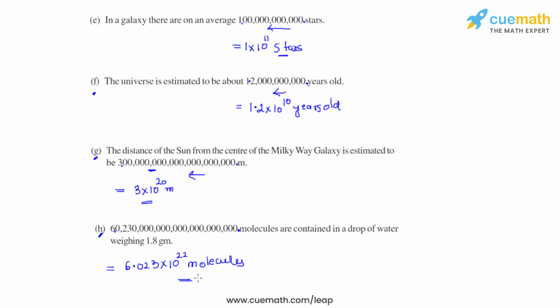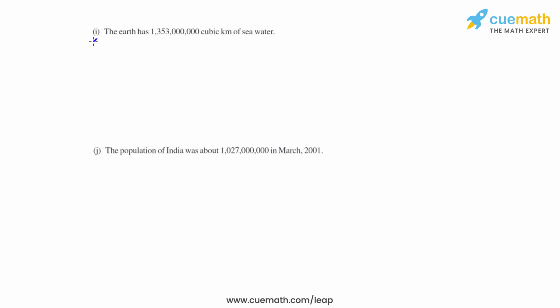We'll move on to the last two bits of the same question. Part I says that the earth has so many cubic kilometer of seawater. We'll convert the number into standard form by getting the decimal between 1 and 3. So taking it from this position towards left by 9 places will give us the standard form of the number given in this statement. So that will be 1.353 times 10 raised to 9 cubic kilometer.